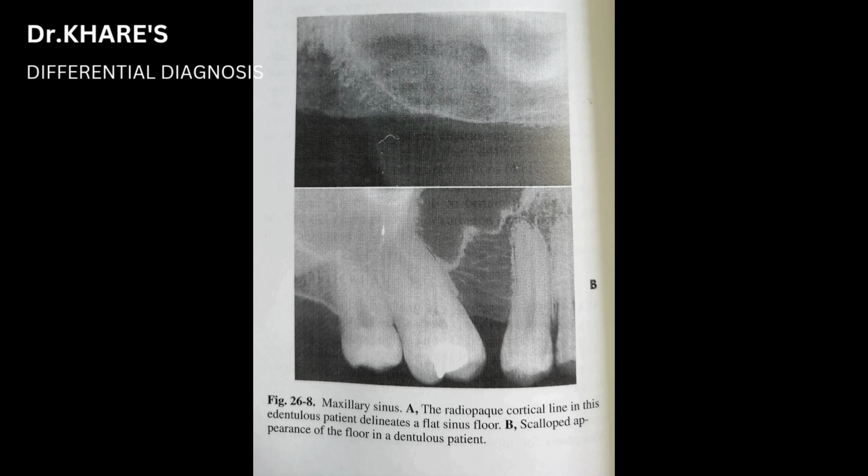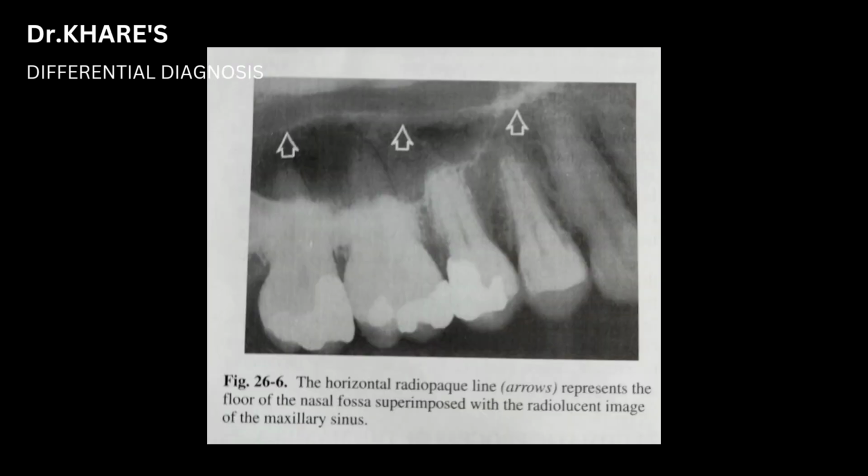This is the maxillary radiograph showing the maxillary sinus. In radiograph A, the radio-opaque cortical line in this edentulous patient delineates a flat sinus floor. Radiograph B shows the scalloped appearance of the floor in a dentulous patient. This is the radiograph of the maxillary posterior region. The horizontal radio-opaque line, which is shown by the arrow, represents the floor of the nasal fossa, superimposed with the radiolucent image of the maxillary sinus.